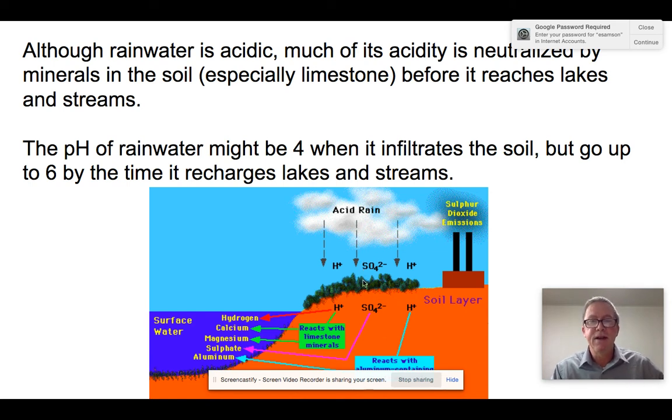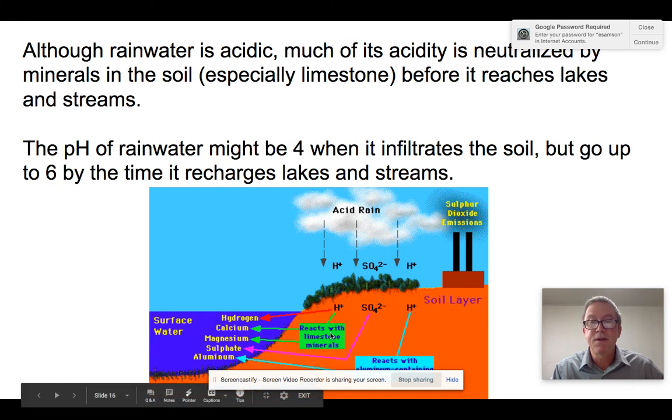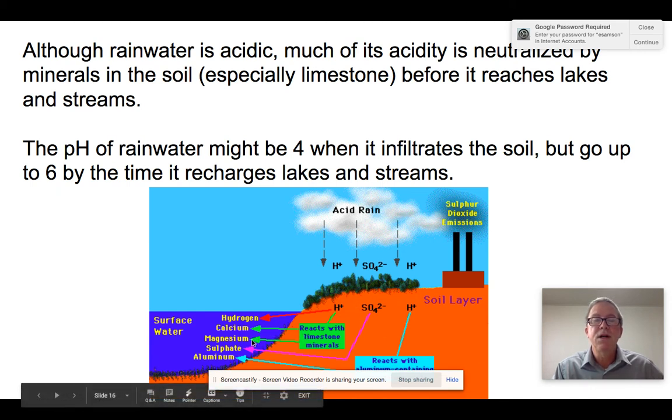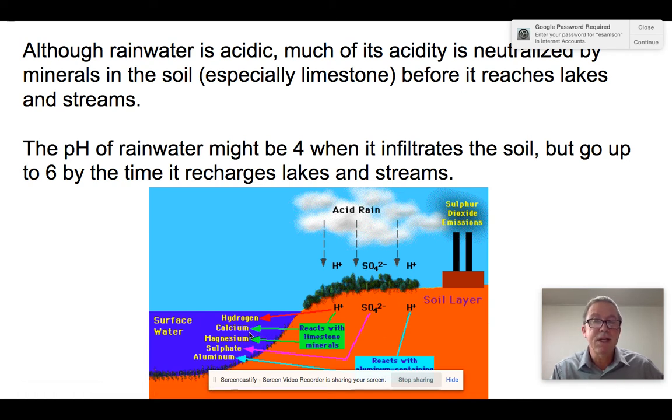Worst case scenario. Now that hits the ground, and as it infiltrates, what's going to happen is it's going to react with minerals in the soil, especially if we have limestone minerals. So if we have calcium carbonate, that really does a great job of interacting with this acid. So by the time that the water leaves the groundwater and enters our bodies of surface water, say lakes or streams, we often find that the pH has gone up to about 6. So in a sense, the soil has, at least in the short term, solved our problem by buffering the acid.